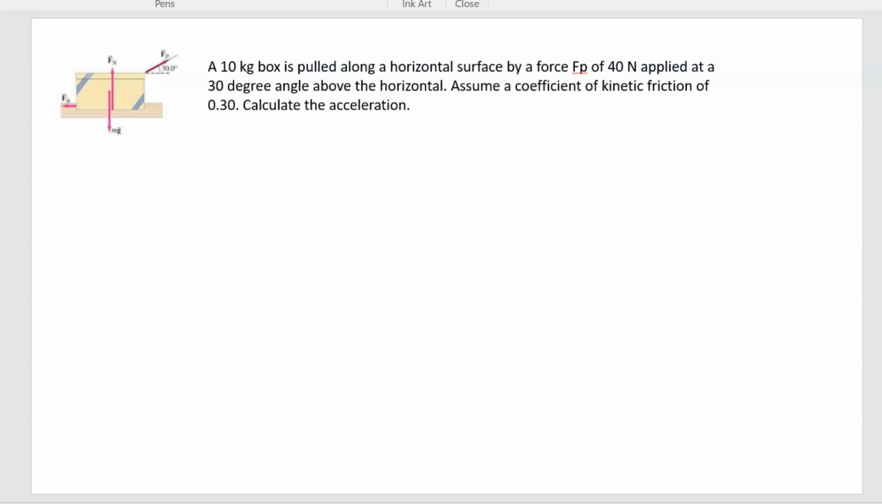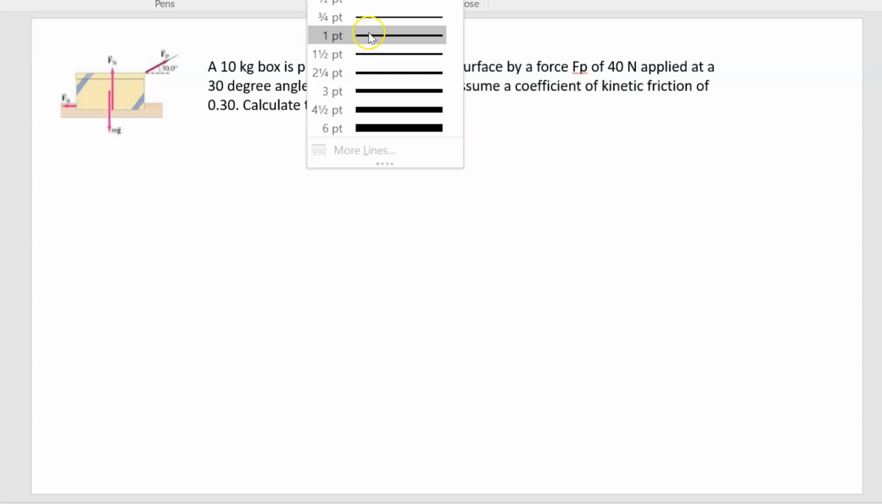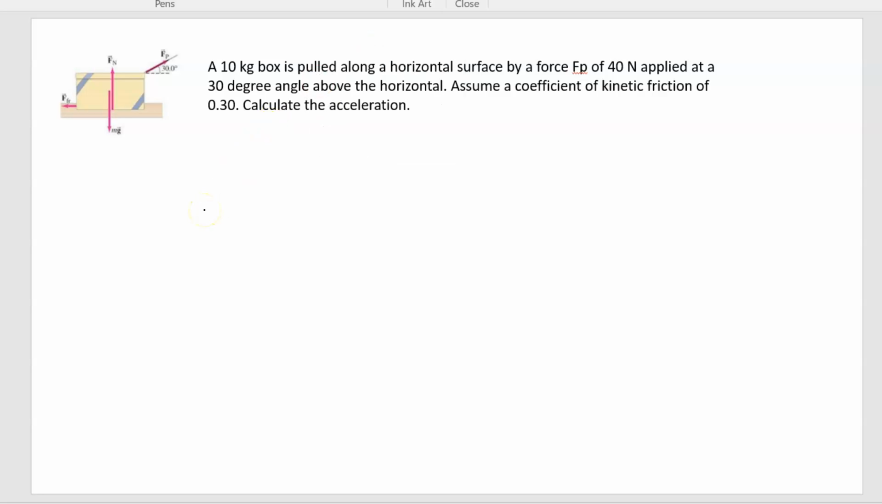Assume a coefficient of kinetic friction of 0.30. Calculate the acceleration. Now is also a good time to remind you that the coefficient of kinetic friction depends upon what materials are involved here, and it's just a number. The coefficient has no units, so this is correct that it has no units here.